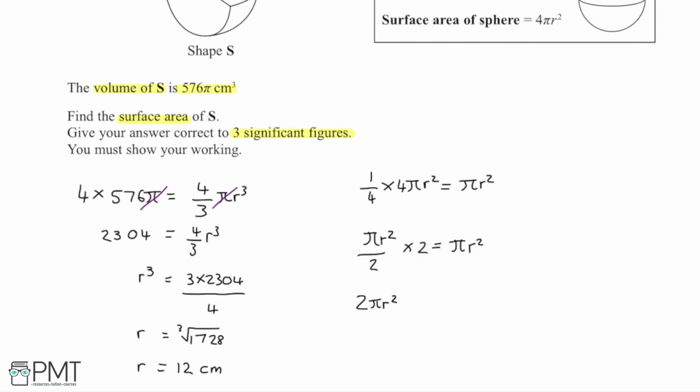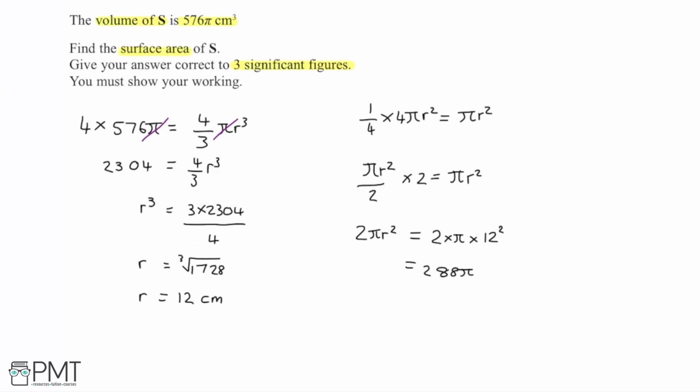And we can just substitute the numbers in, so that gives us 2 times pi times the r, which is 12 squared, which gives us an answer of 288 pi. And it's asked us to give our answer to 3 significant figures, so we need to work out what this is as a numerical value, not in terms of pi, and that gives us an answer of 904.779. And rounded to 3 significant figures, that gives us a final answer of 905.